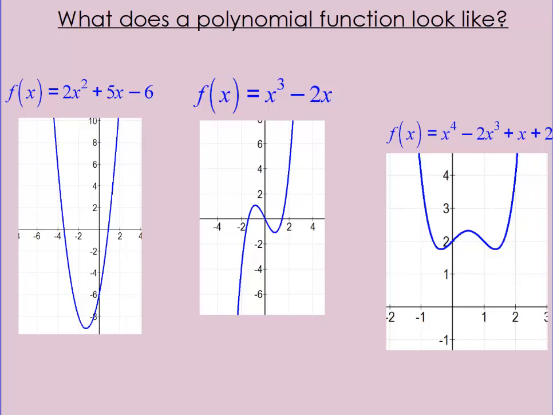What does a polynomial function look like? This is function notation. You've seen this a few times off and on. So f of x, which is the same thing as y, equals 2x squared plus 5x minus 6, and all these 3 functions are different types of functions, and notice they all have different shapes. This is a parabola. This is a cubic function right here, and this is a different shape right here. So they're all different types of shapes, right?